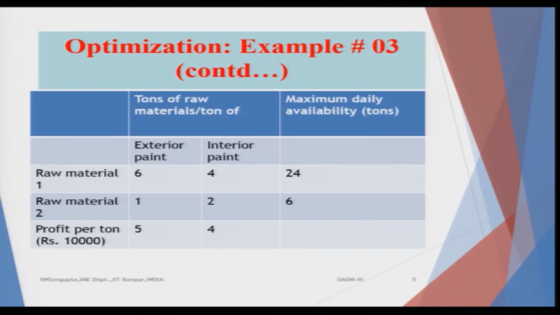Now, we have considered the decision variables as exterior and interior paint. If that is the case, the constraints would be formulated as shown here. If the decision variables were something else, then the constraints would have been formulated a little differently, which I will come to within a few minutes. Consider the constraint.